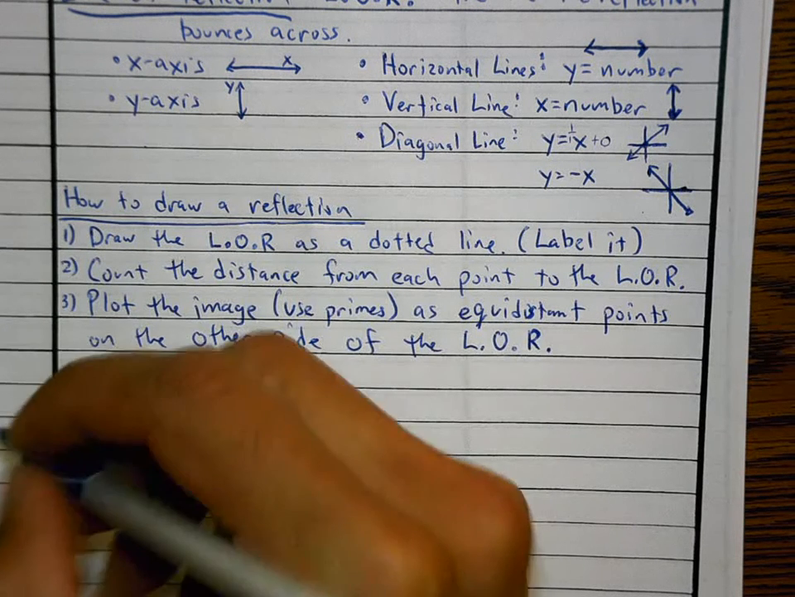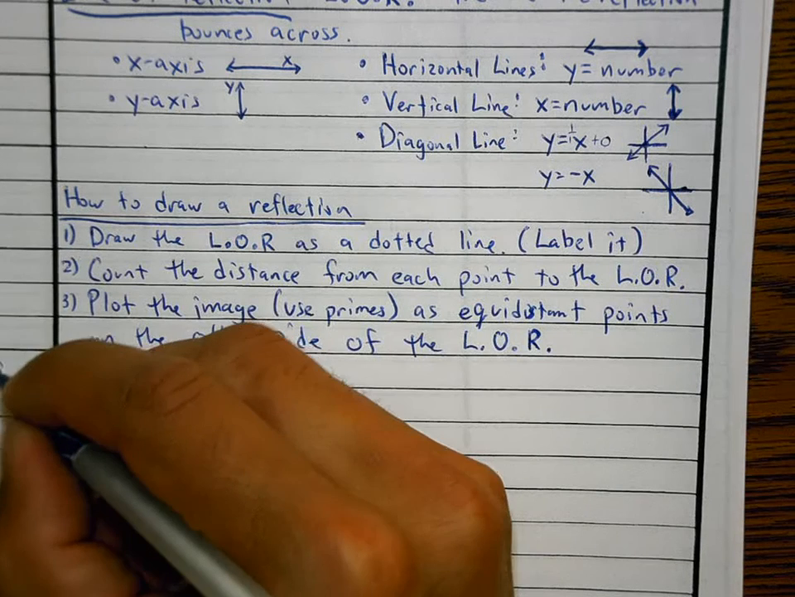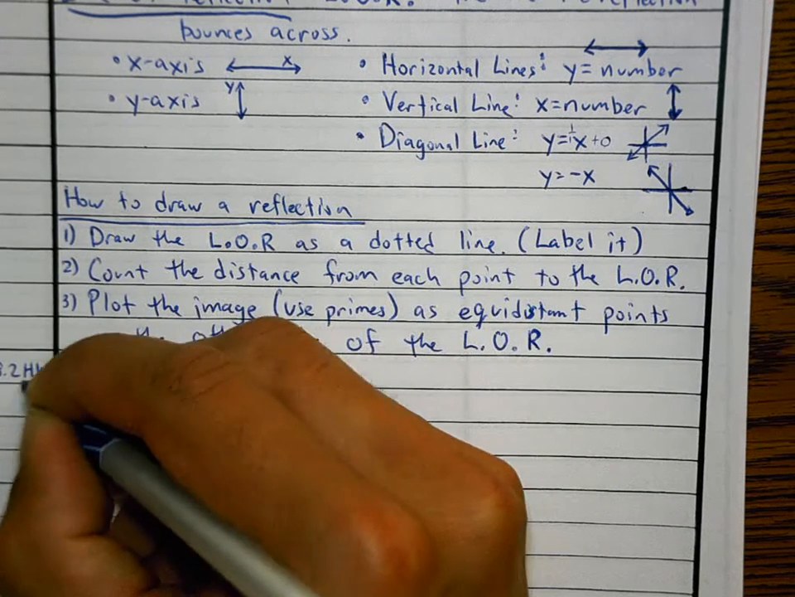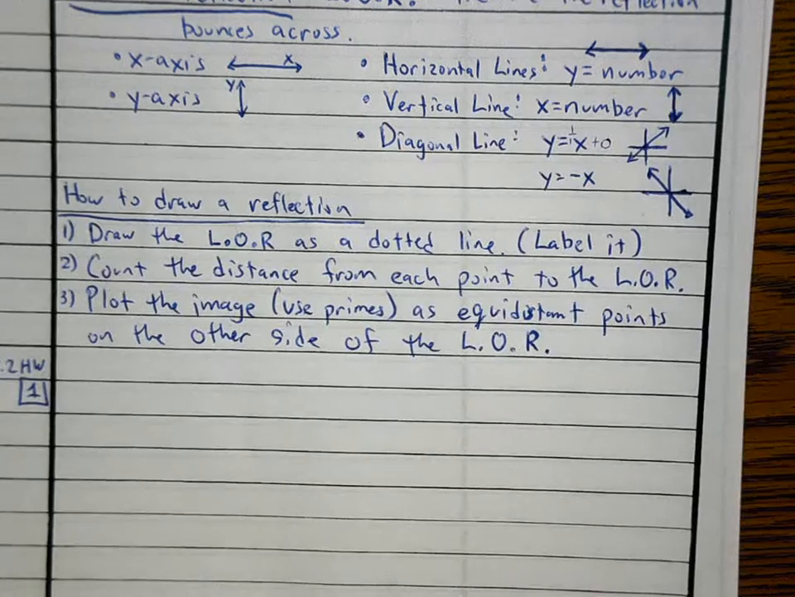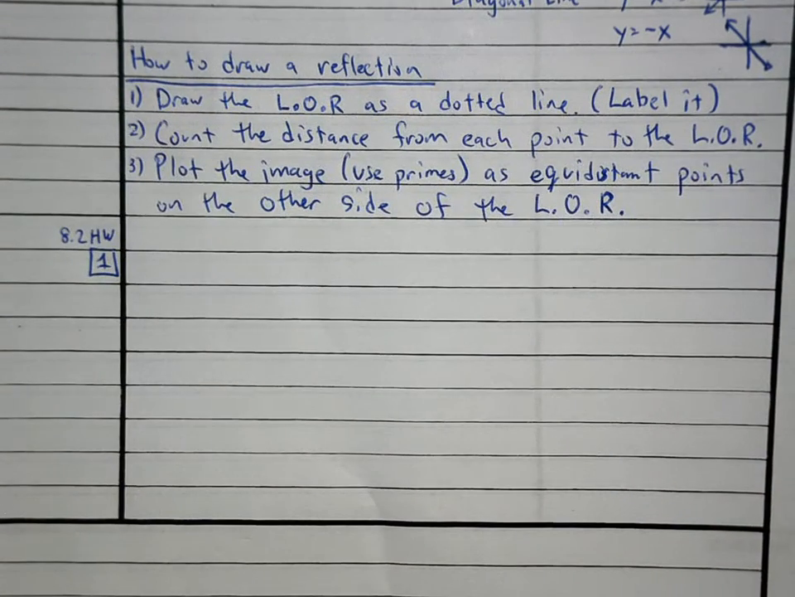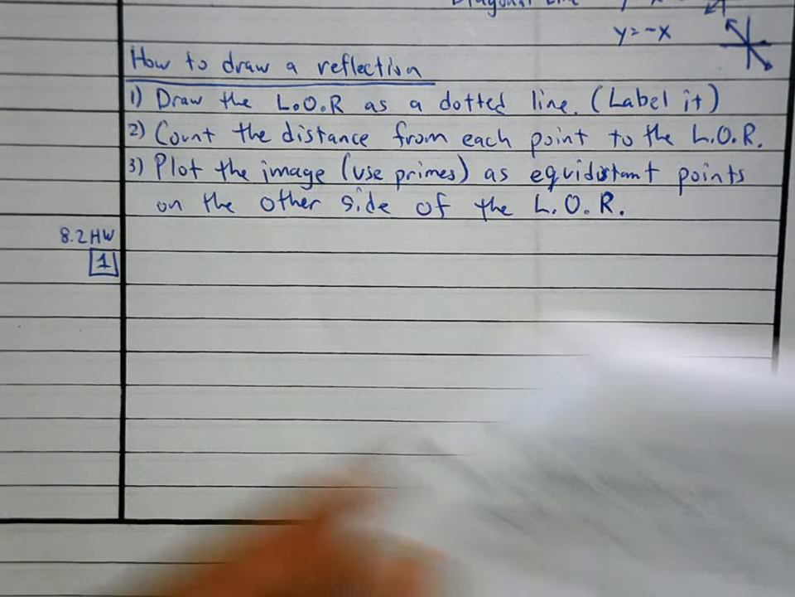The first example is going to look like 8.2 HW number 1. These notes are for both worksheets. In 8.2, you have two sets of worksheets. You have the notes, and you have the homework. This particular example is the second worksheet.